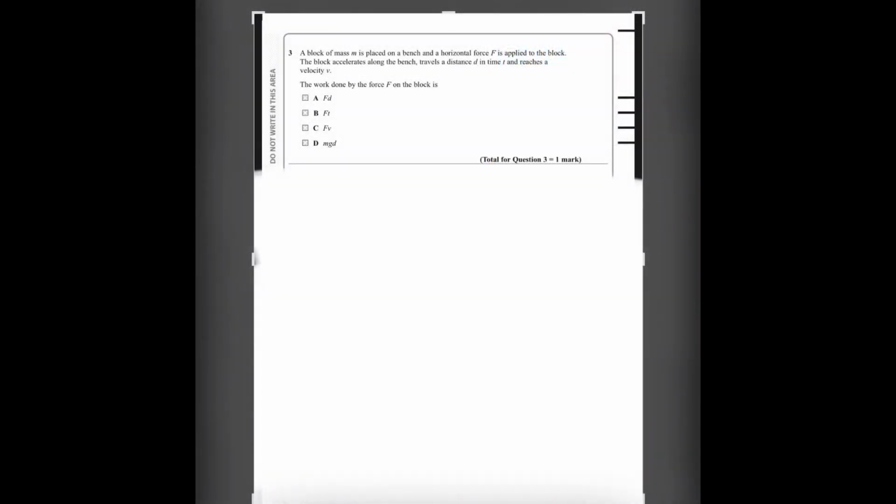Number 3. A block of mass m is placed on a bench. We have a bench over here. This is the surface, and a horizontal force F is applied to the block. So we have horizontal force F applied in this direction. The block accelerates along the bench and travels a distance d, for example from here to here. The block accelerates along the bench, travels a distance d, and in time t reaches a velocity v.